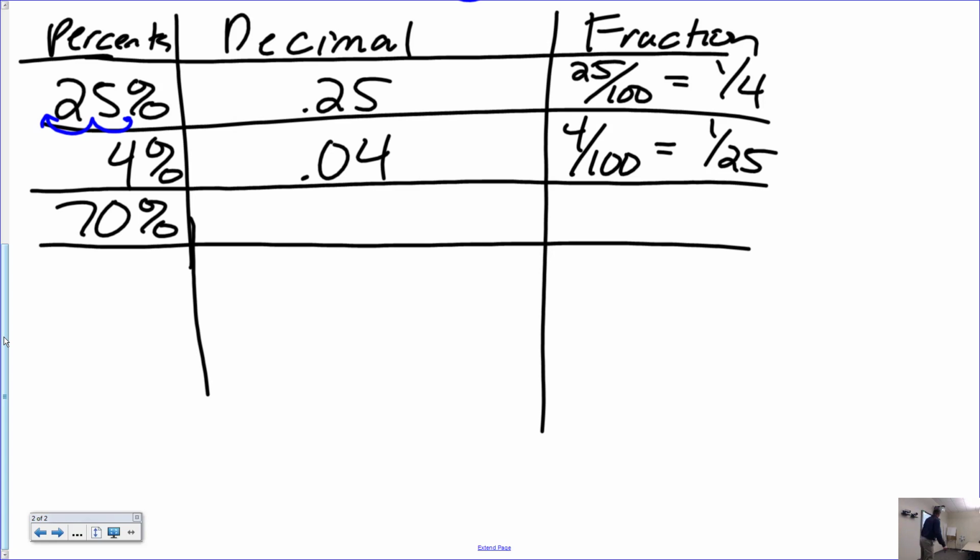Okay, so let's see. 70%, and that's 70 over 100. And note, you don't have to write the 0 if you don't want to, right? It can be just 0.7. If you want to write the 0 in there, that's perfectly okay. It's not wrong. It's just weird. 7/10. And this is 7/10, so write it as 7/10. Okay, good.